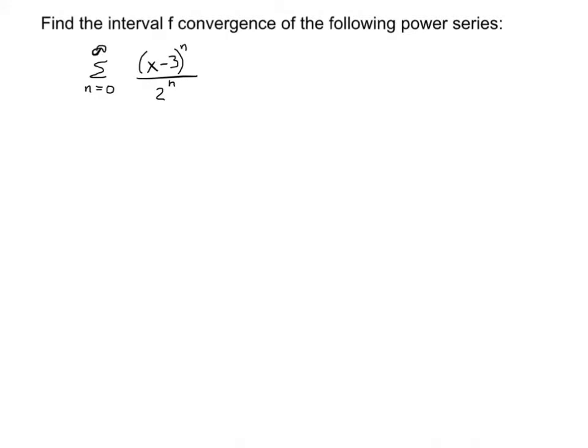Okay, so here I want us to find the interval of convergence. I missed an "of" up there, sorry. Find the interval of convergence of the following power series. The sum on n equals 0 to infinity of (x minus 3) to the nth over 2 to the nth. Again, finding the interval of convergence means we need to basically perform a test for convergence.